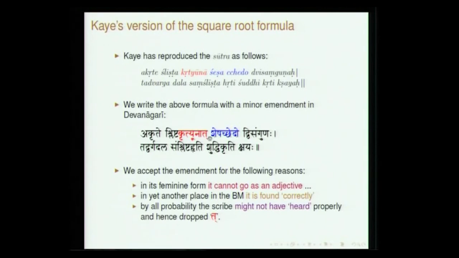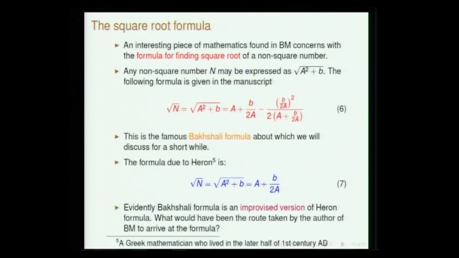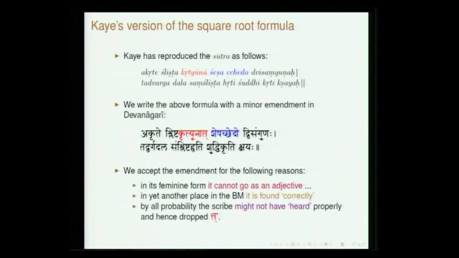Akrite slishta krityunat. If you see in his edition, he simply calls krityuna. Krityunat sheshachedo dvisangunaha tadvargadala samslishta hriti shuddhi kriti kshayaha. This is the formula which in modern notation translates to this expression 6.